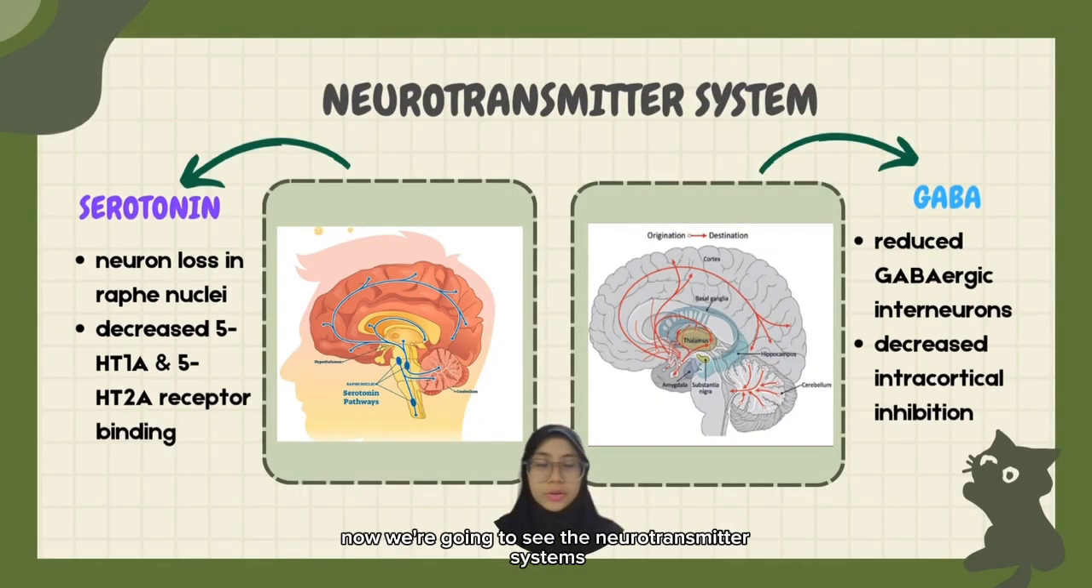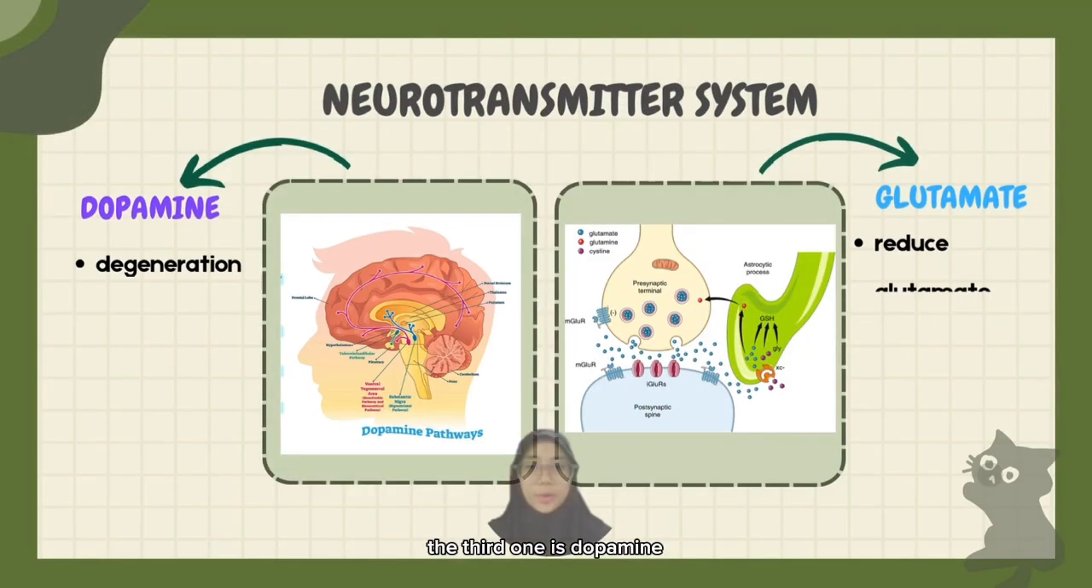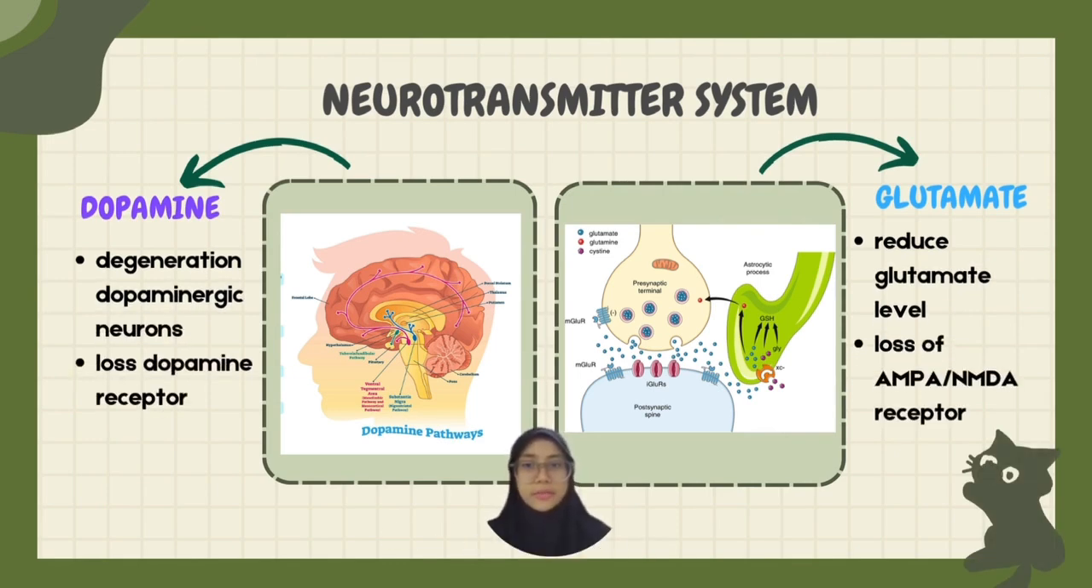Now we're going to look at the neurotransmitter systems. The first one is serotonin. Neuron loss in the raphe nuclei and decreased 5-HT1A and 5-HT2A receptor binding cause social misconduct. The second one is GABA. Reduced GABAergic interneurons, particularly calbindin-positive neurons, cause cortical overexcitation and decreased intracortical inhibition. The third one is dopamine: degeneration of dopaminergic neurons and loss of dopamine receptors. The last one is glutamate: reduced glutamate levels and loss of AMPA or NMDA receptors.